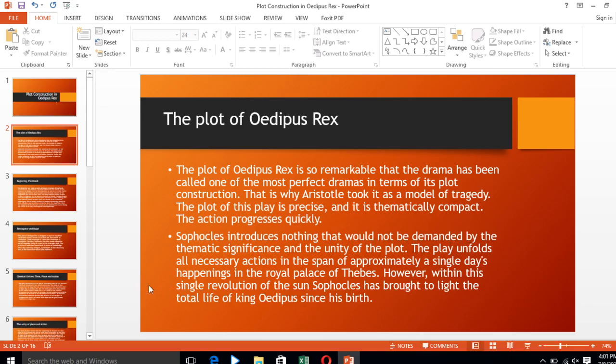The play unfolds all necessary actions in the span of approximately a single day, happening in the royal palace of Thebes, the place in Greece. However, within this single revolution of the sun, Sophocles has brought to light the total life of King Oedipus since his birth. Now, this is very artistic by the writer. In one single day's action, Sophocles has discussed all the life of King Oedipus since his birth till the tragic end.